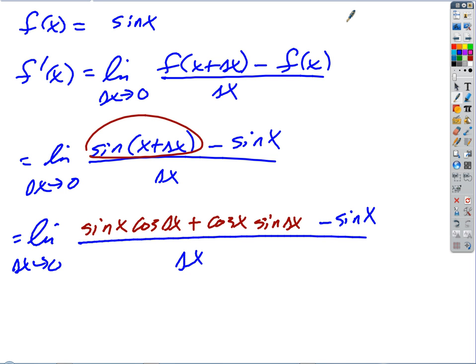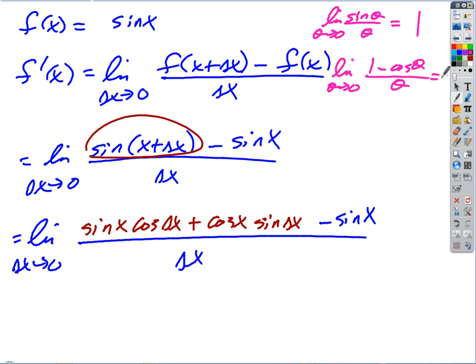I'll just write those down up here, you tell me what they are. Remember, we have the limit of sine theta over theta as theta goes to 0 is 1, and the limit of 1 minus cosine theta over theta is 0. Okay, good. Can I mix and match things in a way that maybe I could get those out of there?